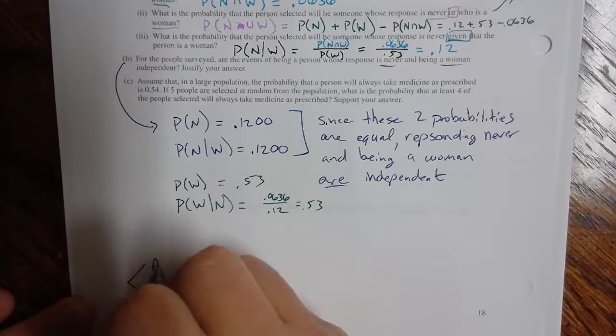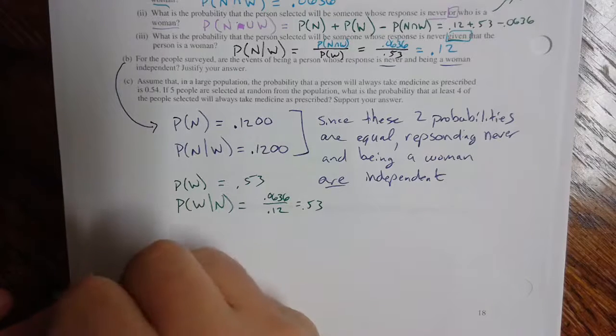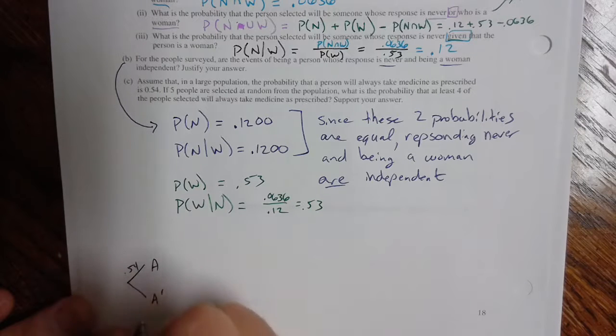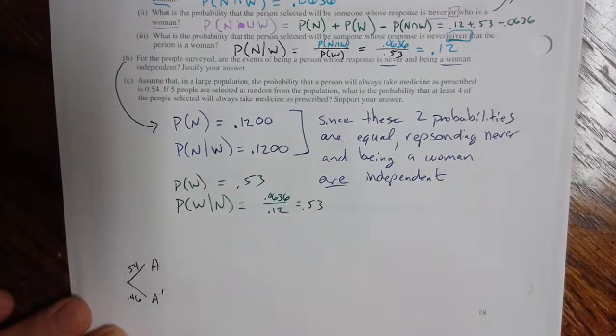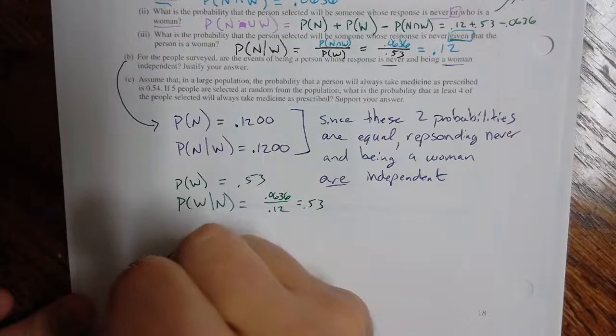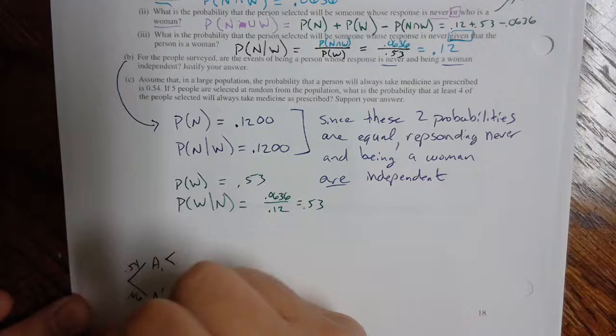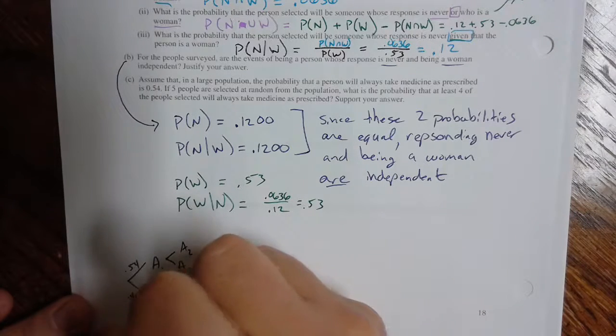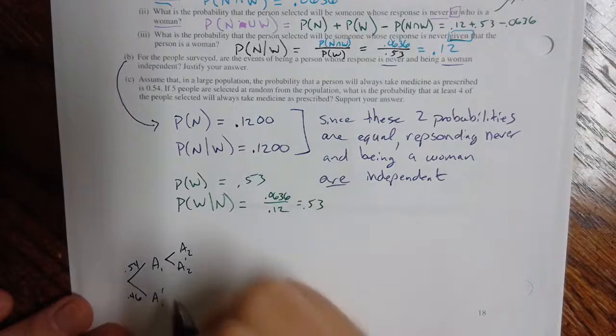You could say, well, they always take their medicine, that's 54%. That must mean that if they don't always take their medicine, it must be 46%. And this could represent your first person selected. Then you'd have to keep going. Maybe you could even use little subscripts, 1, 1. The second person either is going to be taking their medication or not taking their medication.